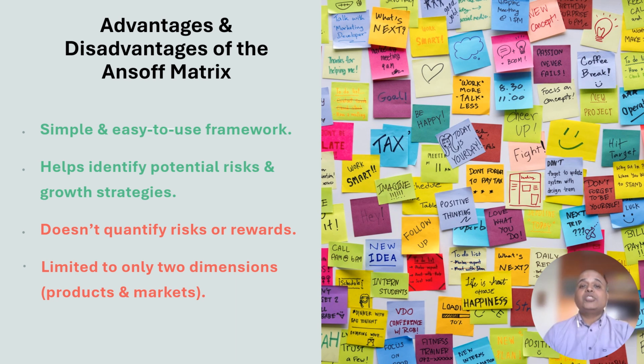Second, it helps identify potential risks and growth strategies. The matrix helps businesses think about the risks involved with each strategy. Market penetration is the least risky, while diversification is the most risky. This allows companies to make more informed strategic decisions.